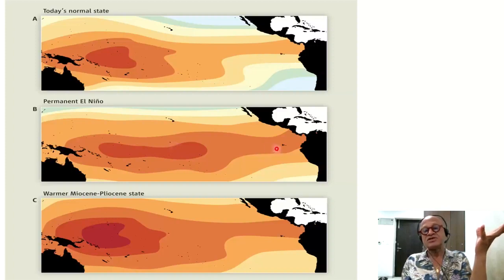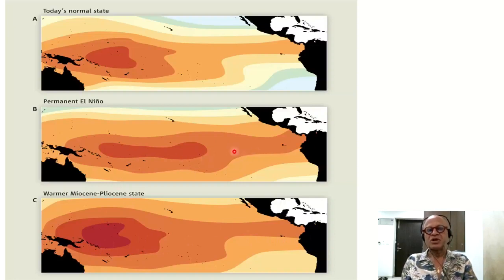So the change from this condition to this condition changed the vegetation over East Africa from lush green forests into savannas and grasslands as it exists now. That's what is called East African aridification, and that's argued to have led to bipedalism, as we'll see in a minute. But there is a debate about whether this was really a permanent El Nino and whether the conditions before that in the warmer Miocene-Pliocene state were much more of a contrast as well.